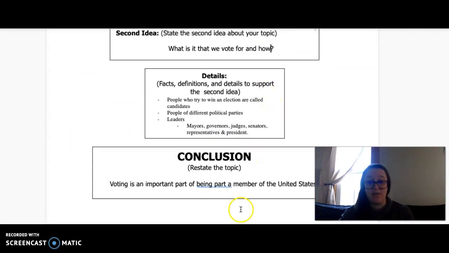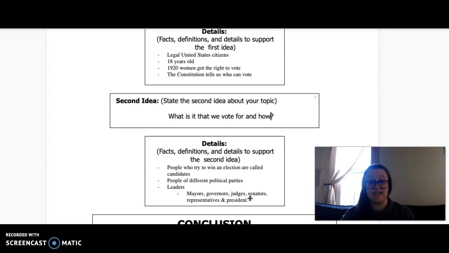And then I'm just going to put my conclusion, which should go with your introduction. And I'm just going to say voting is an important part of being a member of the United States.